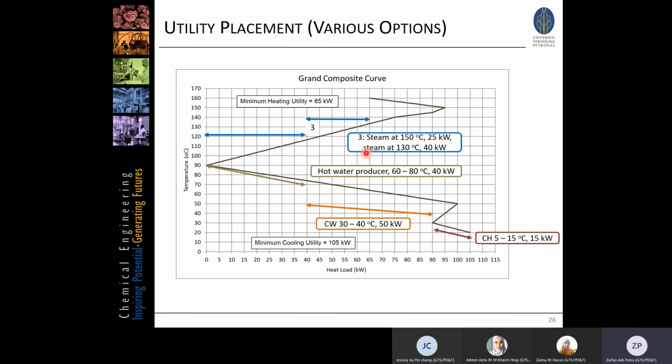6 minutes to go until the next part of this session. Any questions so far? At least until this GCC. So from this GCC, just to confirm my understanding.